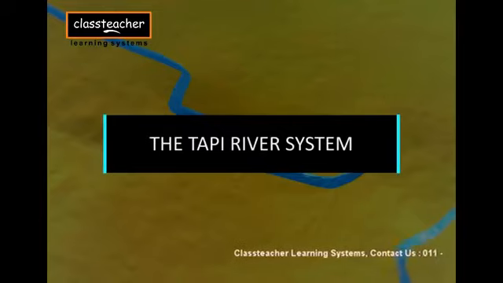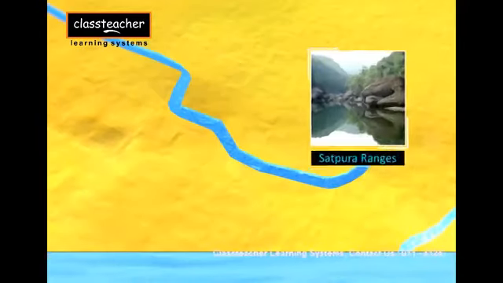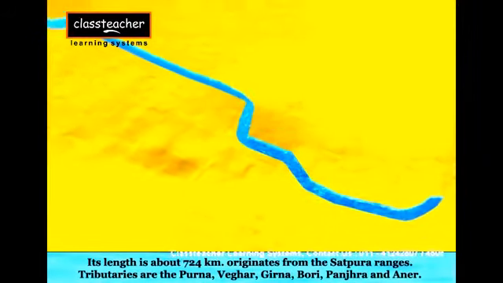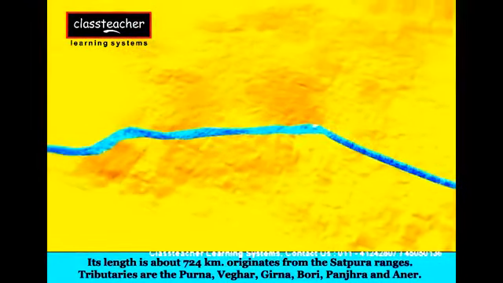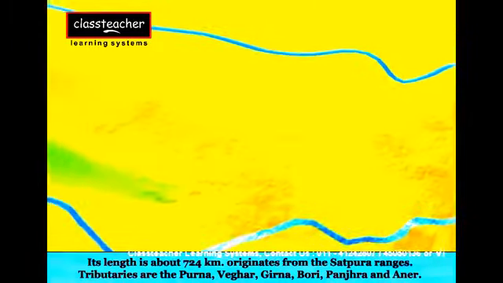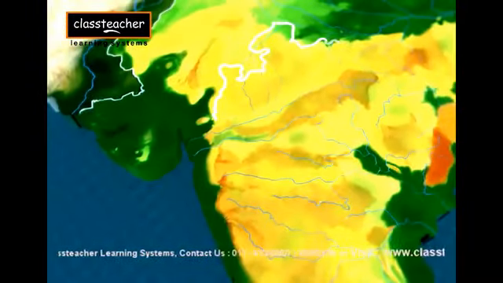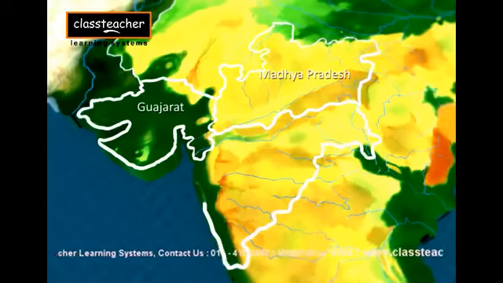The Tapi river system. The Tapi rises in the Satpura Ranges in the Betul district of Madhya Pradesh, flows westwards for 724 kilometers in a rift valley parallel to the Narmada. The Tapi finally meets the Arabian Sea. The Tapi Basin covers parts of Madhya Pradesh, Gujarat and Maharashtra.